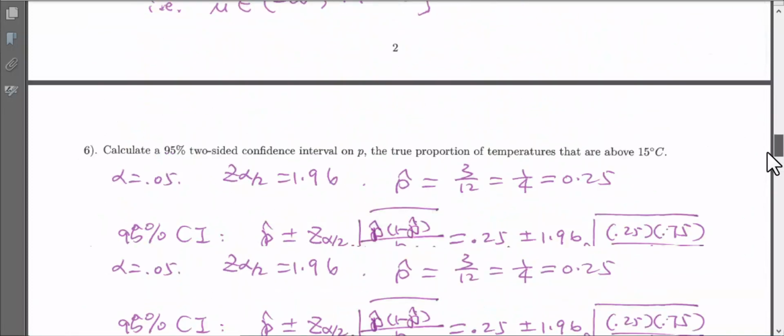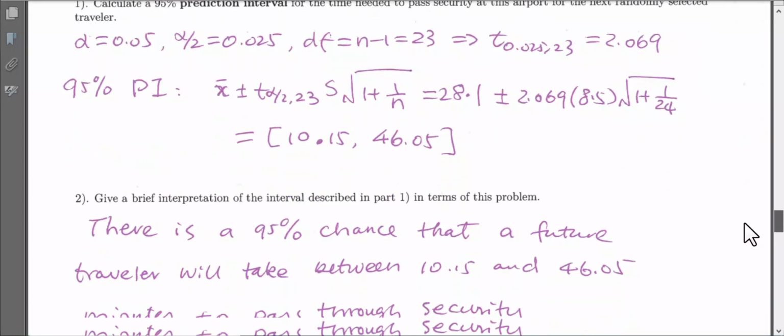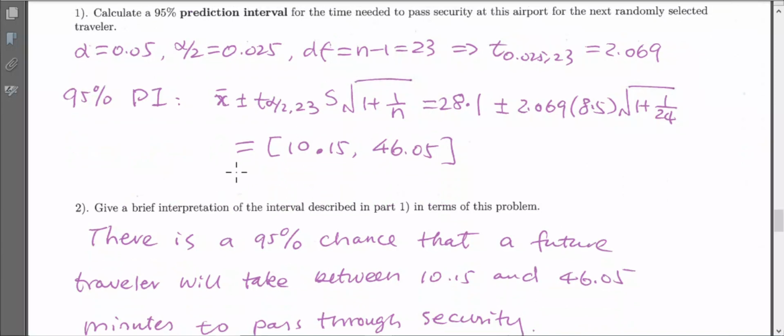But for the prediction, we could just say, okay, the future ordinary traveler going through the security has a 95% chance to be in this interval. Okay, or you can say 95% probability to be in this interval. Okay, so that's the difference between the prediction interval and the confidence interval.